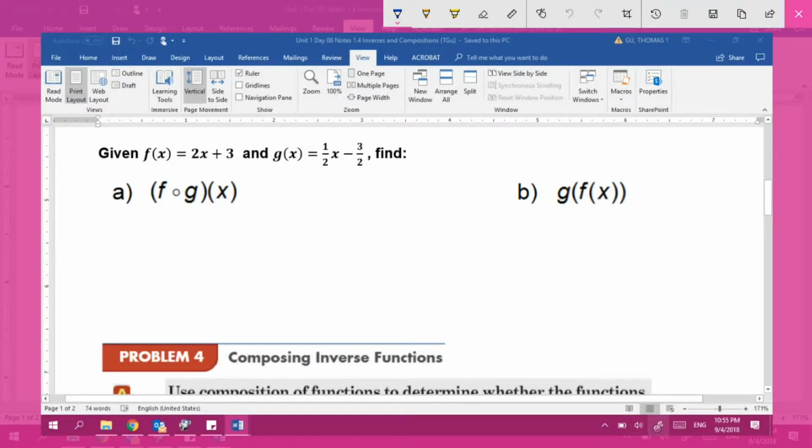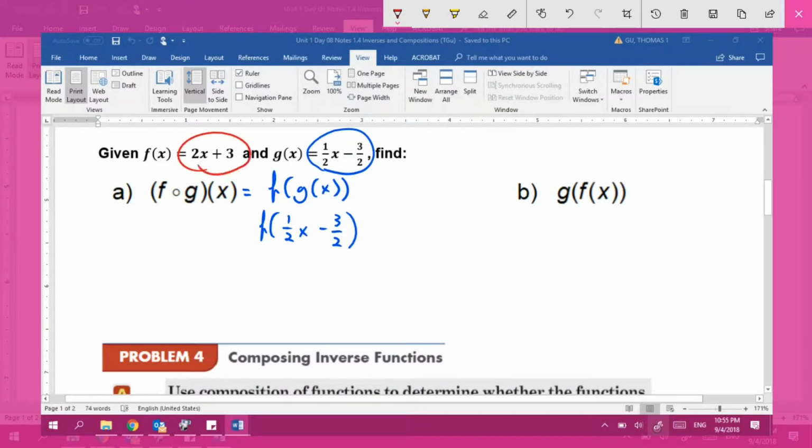So let's do A together real quick. So let's rewrite this into a way I know what it is. Equals, this is the same thing as saying f of g of x, like this. Now what is g of x? We can see it's right here. Let's replace that on the inside. So f of 1/2 x minus 3 over 2. Okay, and now we can see that our f function is right here, 2x plus 3. So we're going to use this right here in place of the x.